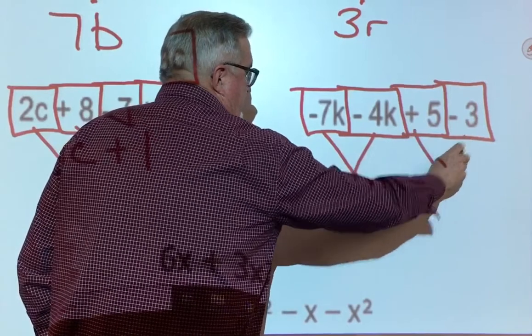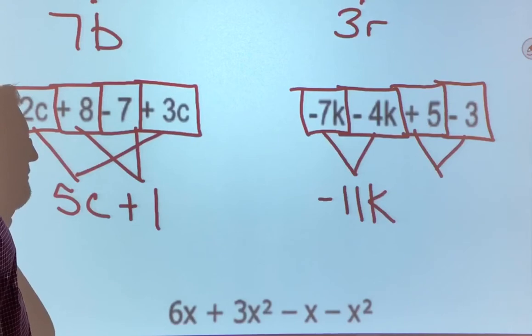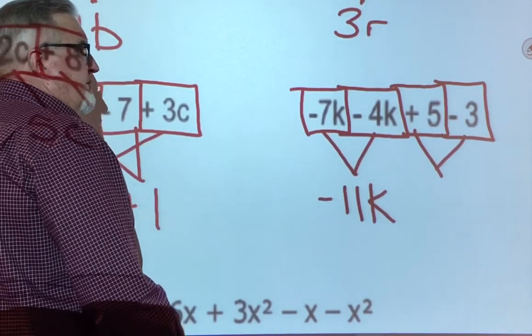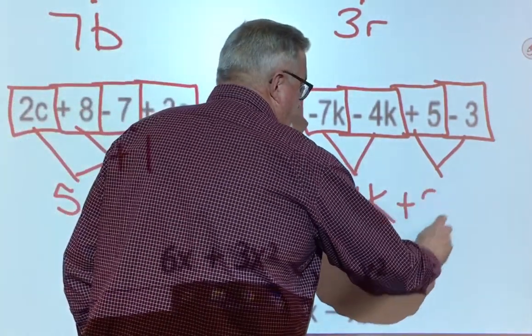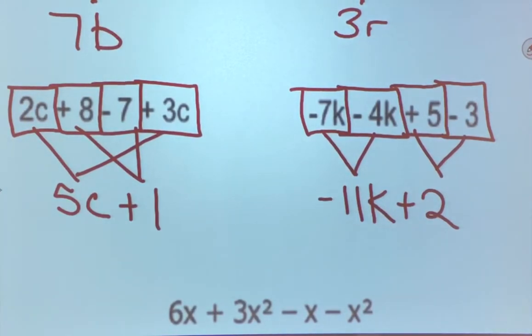Now I'm going to combine the 5 and the 3. When I add constants or integers together and the signs are different, I'm subtracting their absolute values. So 5 take away 3 is 2. 5 has a higher absolute value, or there's more positives than there are negatives, so my answer is going to be a positive 2. So we have negative 11k plus 2 after we combine those like terms.